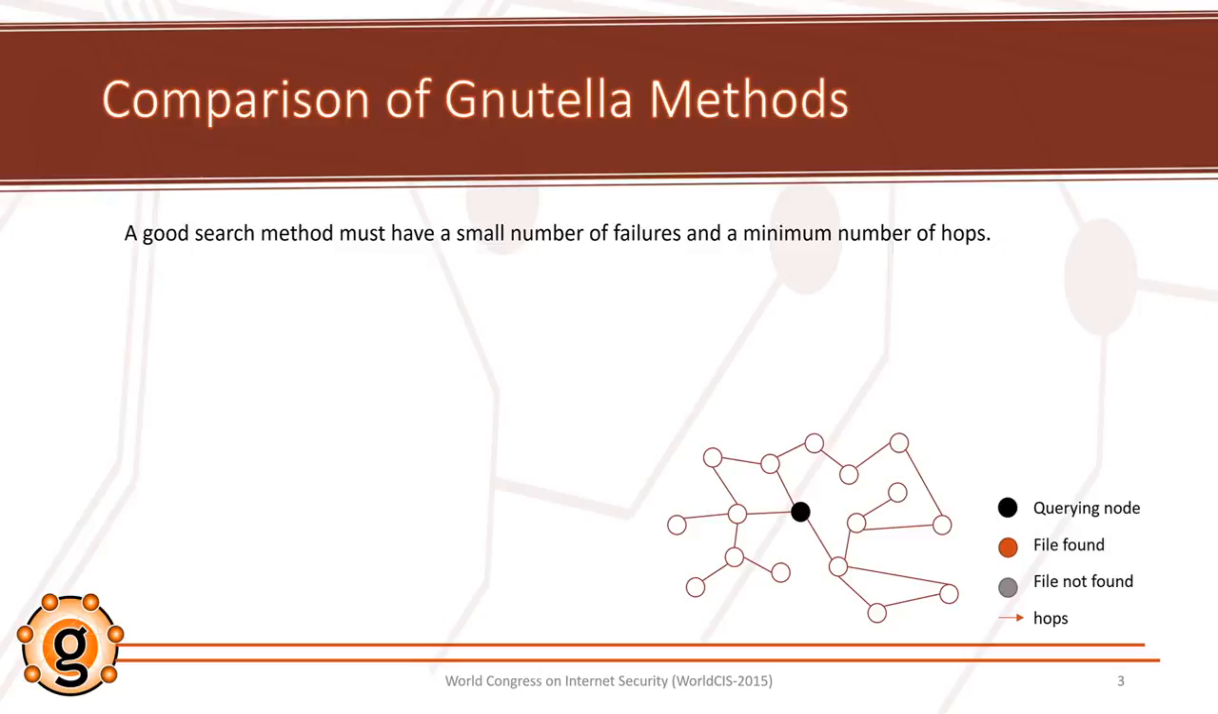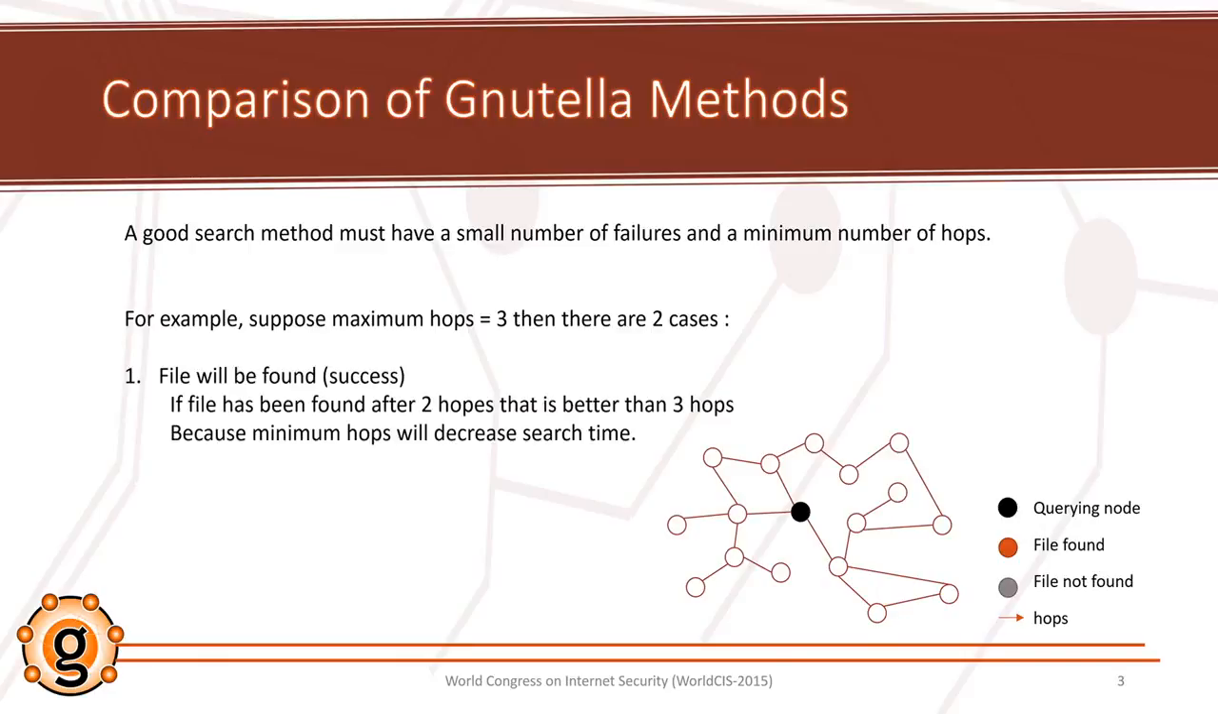It's well known that a good search method must have a small number of failures and a minimum number of hops. For example, suppose maximum hops are 3, then there are two cases. First case, the file will be found, which means success. If the file is found after 2 hops, that would be better than 3 hops, because minimum hops will decrease search time. As we see in the figure, it hops 3 times and asks for the file 3 times too, which is good, but 2 hops is still better because it will minimize the time of search.